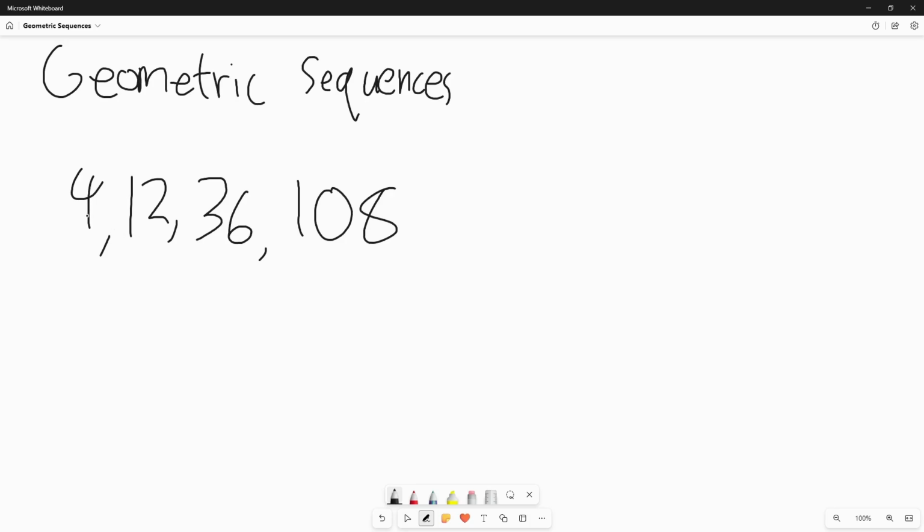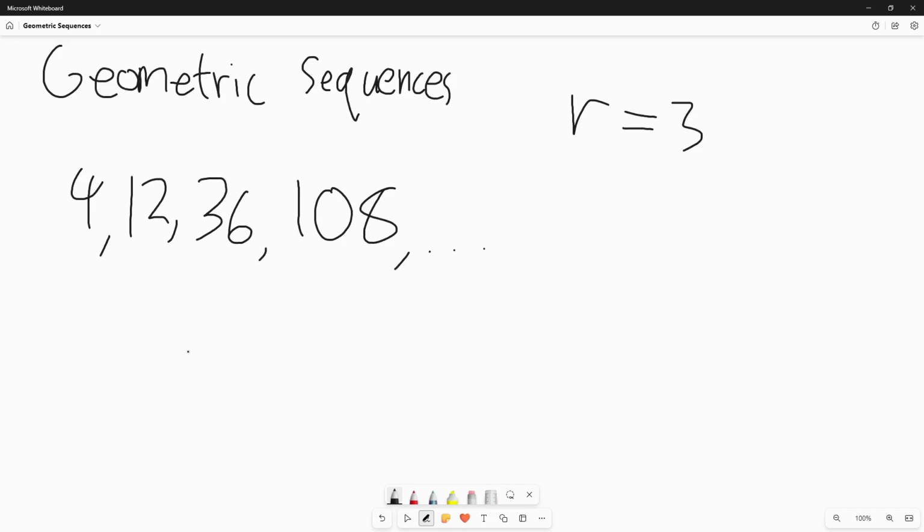For example, in this sequence 4, 12, 36, 108, each number is the last number multiplied by 3. 12 is 4 times 3, 36 is 12 times 3, 108 is 36 times 3. And since we know that each number in this sequence is the last number multiplied by 3, we can say that r equals 3. If this sequence was infinite, if it went on forever like this, we can write a general term formula for it.